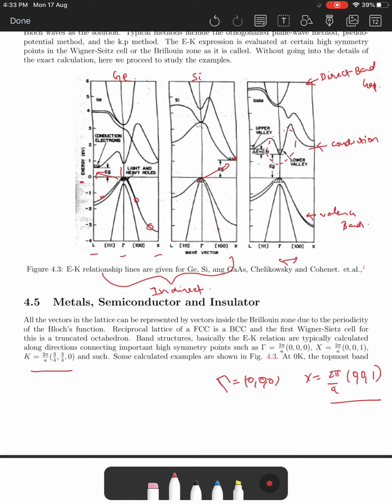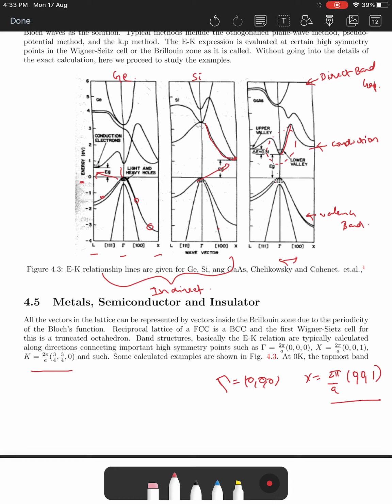If I compare this line with this line, I can easily see that gallium arsenide has a much higher slope than silicon. That is the reason why the mass of the electron in gallium arsenide is smaller than the mass of the electron in silicon. This is something that you will have to remember, because this explains why gallium arsenide has some very good characteristics in comparison to silicon.